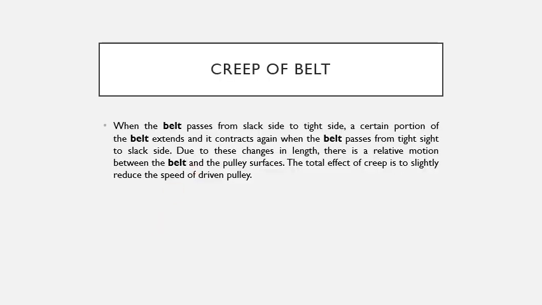There is one more terminology used, which is called the creep of the belt. When the belt passes from the slack side to the tight side, a portion of the belt extends, and it contracts again. When the belt passes from the tight side to the slack side, some of the portion contracts and some of the portion of the belt extends. Due to these changes in length, there is a relative motion between the belt and the pulley surfaces.